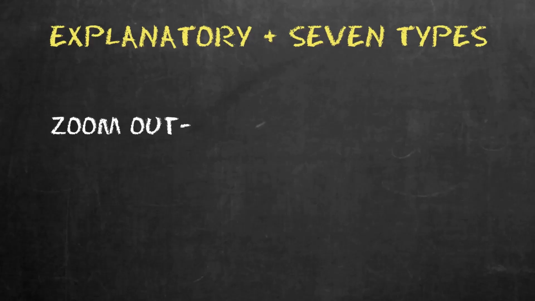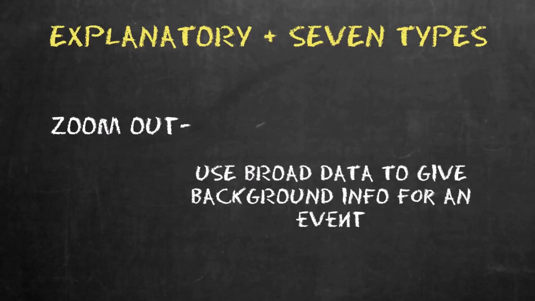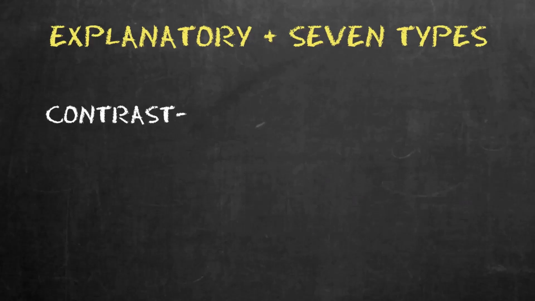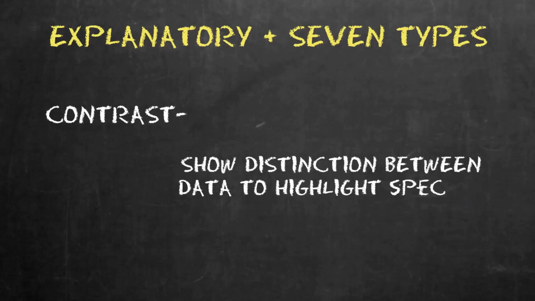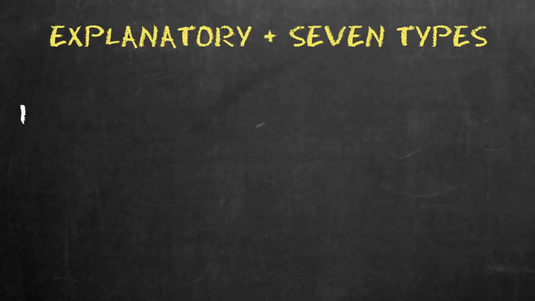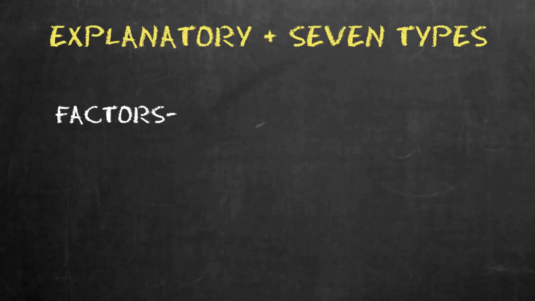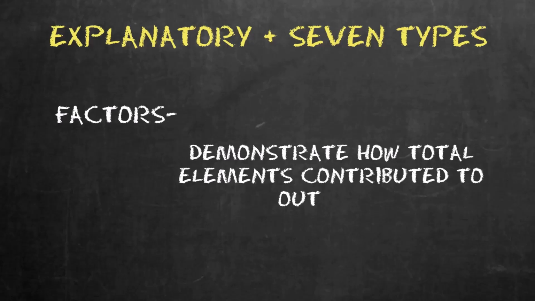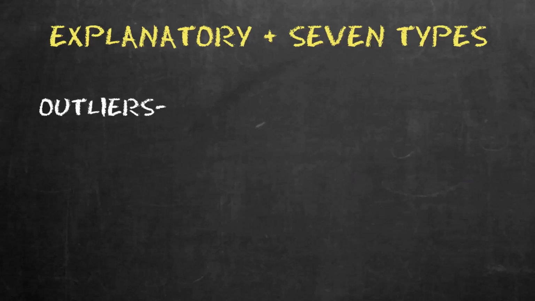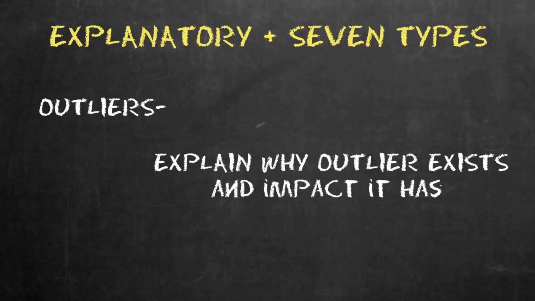For zooming out, you can use broad sets of data to provide background information for a specific event or a decision. A contrasting story lets you show the distinction between data to highlight specific differences and their implications. For intersections, you can demonstrate how variables are related to confirm a specific claim or theory. For factors, you can demonstrate how total elements contribute to the final outcome or total. And finally, for outliers, you can explain why the outlier exists and the overall impact it has.